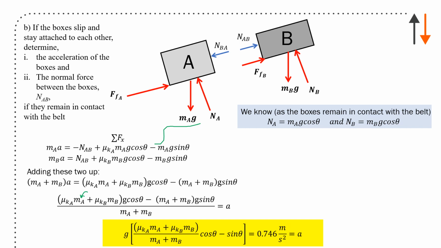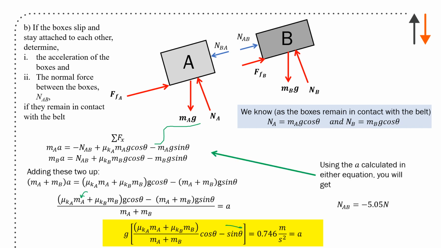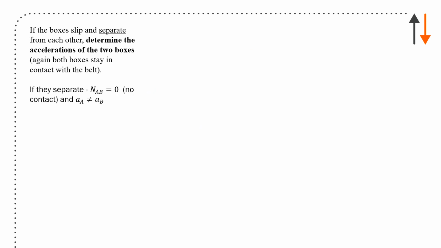But you can simplify things over here because you have mB times g sine theta over mA plus mB, so that term just becomes sine theta. The rest of it is still there. It's a little bit of calculator work, but nothing too terrible. Using the A calculated in either expression, you can get the normal force between the two, NAB. And if you didn't need that, you wouldn't have to work it out. But there you go.